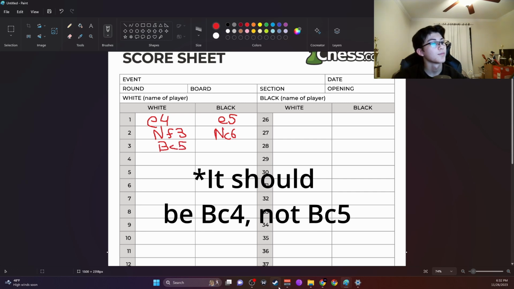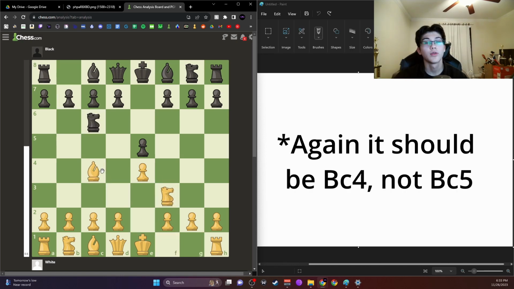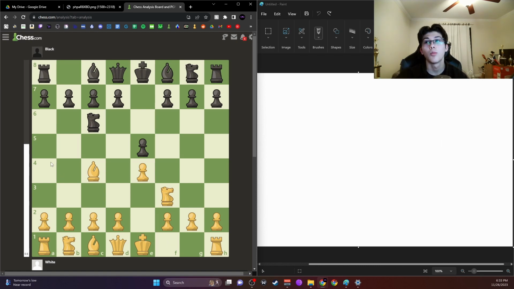It's going to look like this. And because I know how to take notation, I know that what I just notated was e4, e5, knight f3, knight c6, bishop c5. From reading that notation sheet, I can figure out what happened, and I can replay that on the board.